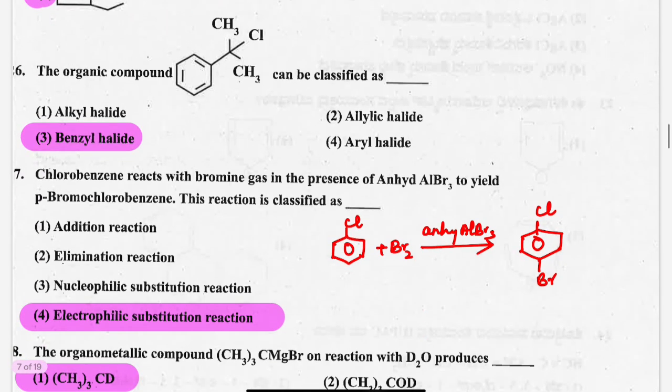The organic compound, so compound is given, can be classified as. So here you can see this is the halogen. Halogen is connected to sp3 carbon here. And this sp3 carbon is connected to the double bond of the benzene ring. Therefore it is benzyl halide. So I have made a video on this benzyl halide, vinyl halide, aryl halide, alkyl halide. So go through that. In that I have taught you the difference clearly.